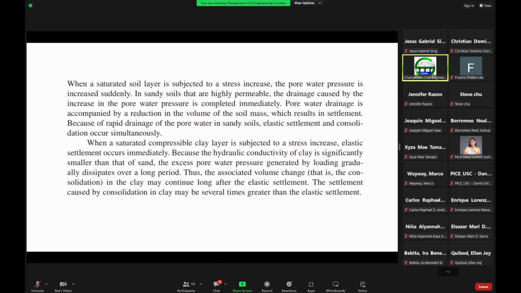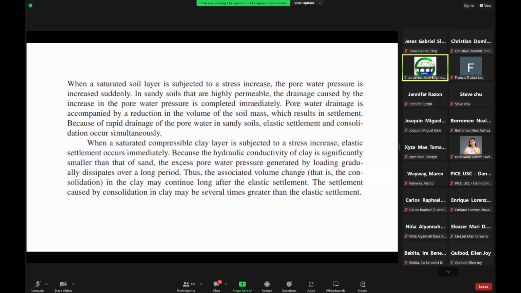Now, in the case of a saturated compressible clay layer, wherein it is subjected to a stress increase because of the effect of the foundations, say from the foundations of your house or of your building, whatever foundation it is, whatever structure it is carrying. When it is subjected to a stress increase, then the elastic settlement would occur immediately. That's with respect to the elastic settlement.